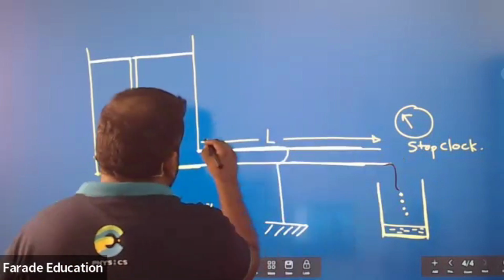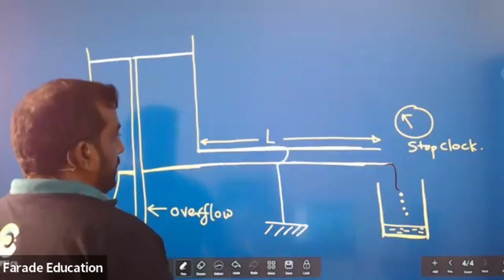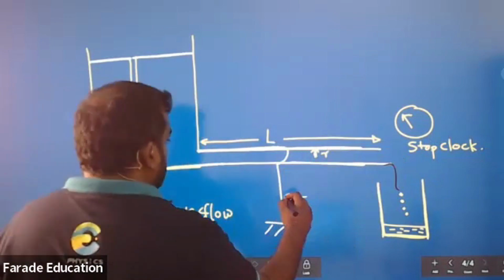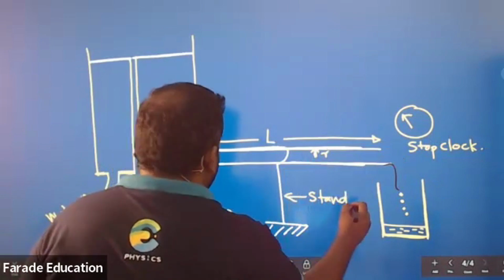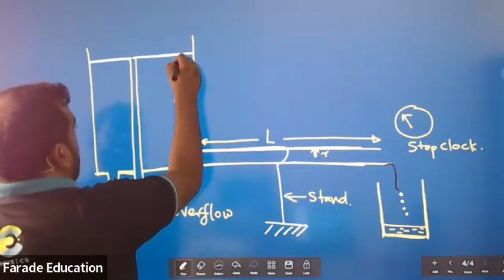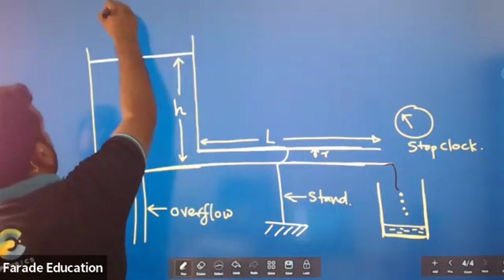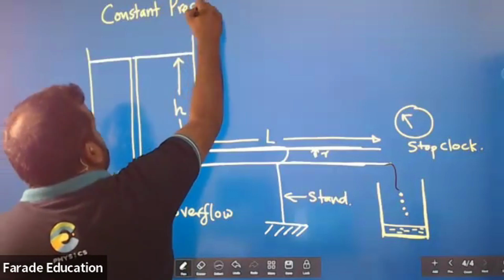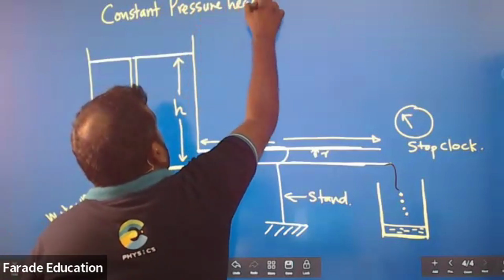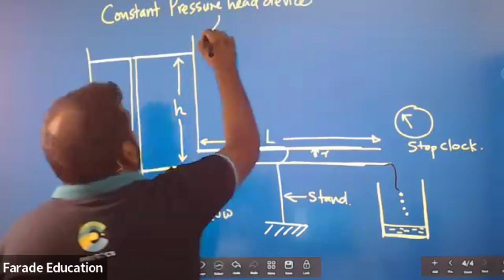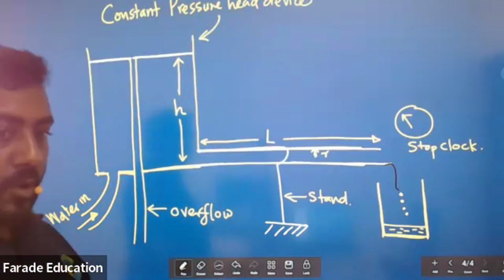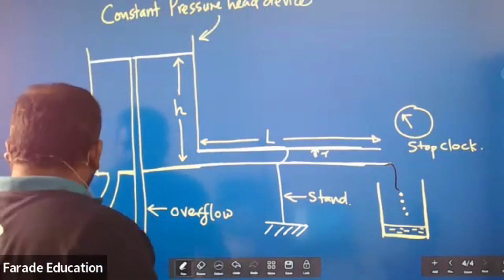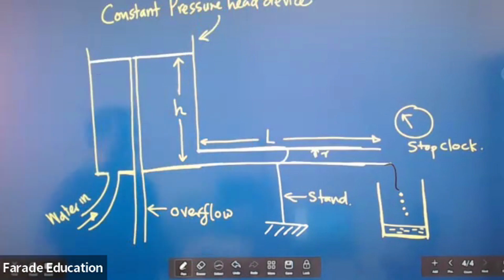Length of the tube is here. Radius of the tube, I think we have spoken about this, simple R. This is your stand. Maintain this at a particular height always. You call this a constant pressure head device. So this is your diagram.